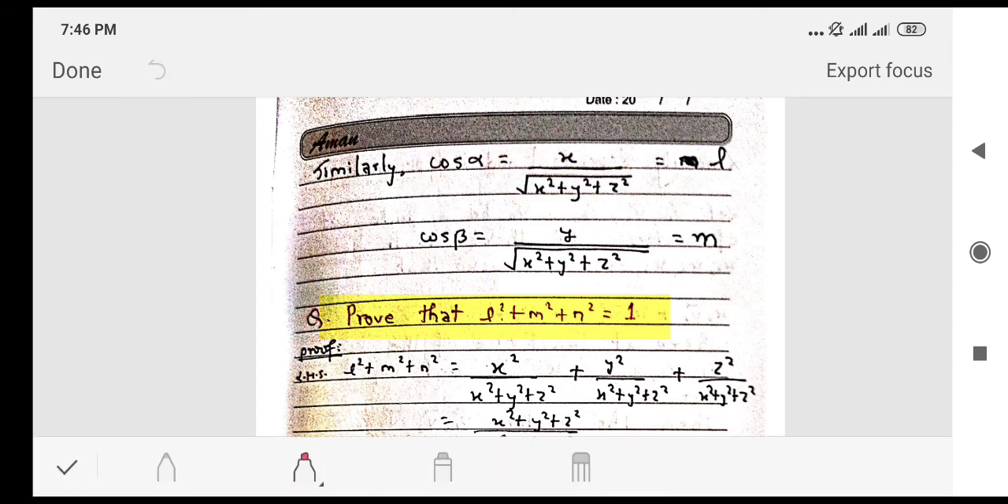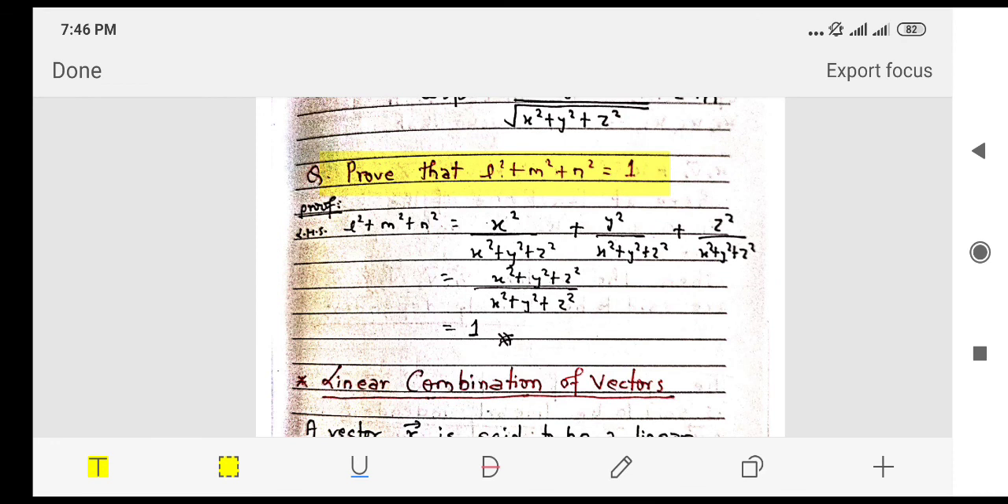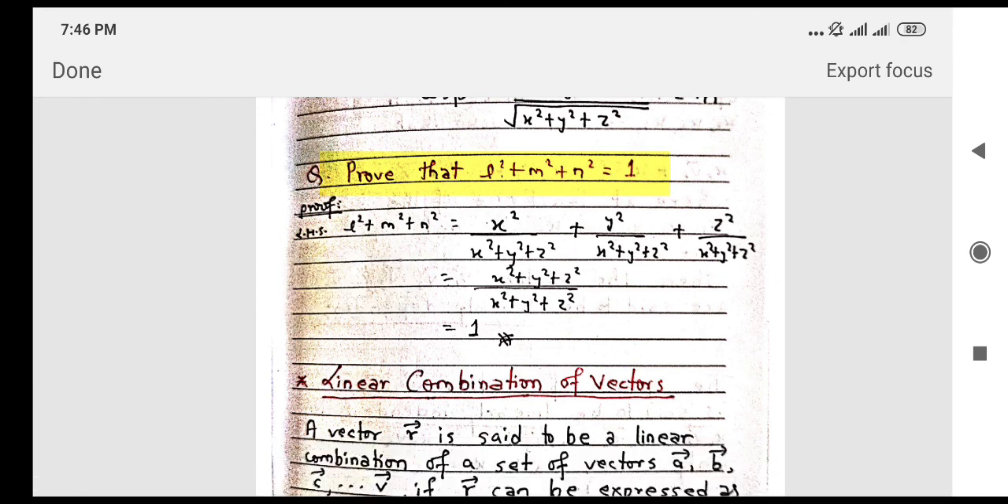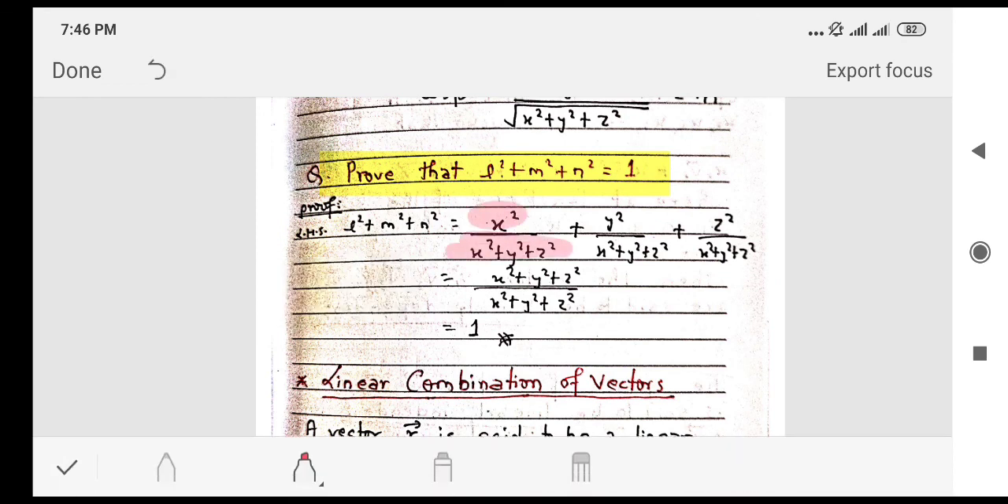So we have to put the same values to prove it. If you put the value of l, you will get x square upon x square plus y square plus z square, plus if you put the value of m, you will get y square upon x square plus y square plus z square, plus if you put the value of n, you will get z square upon x square plus y square plus z square. Now if you take the LCM and cancel, you will get 1. So l square plus m square plus n square is always equal to 1.